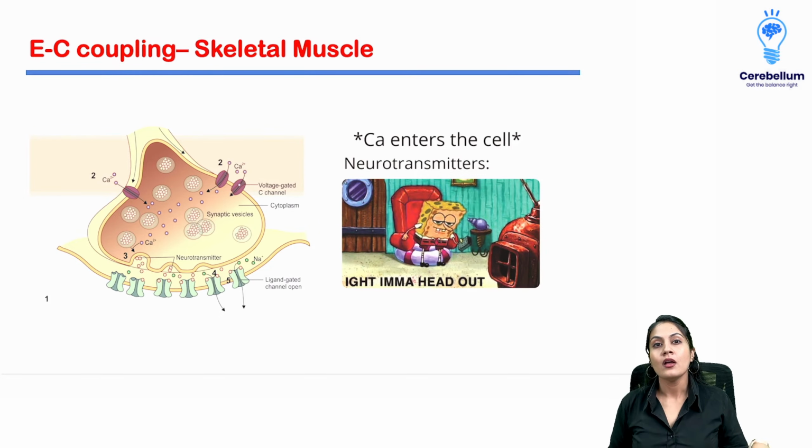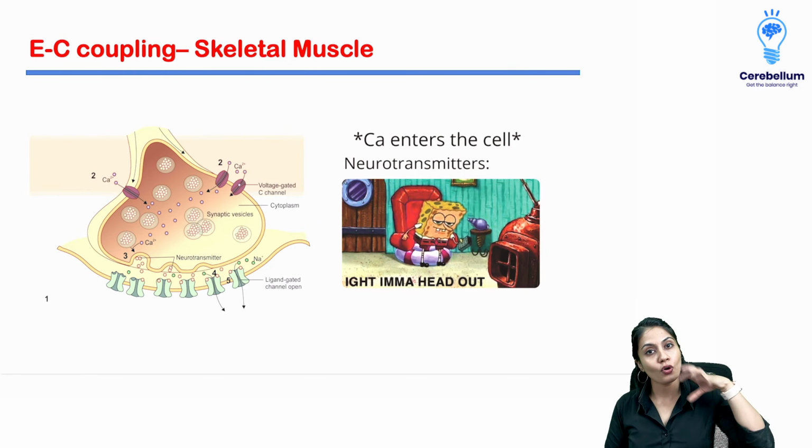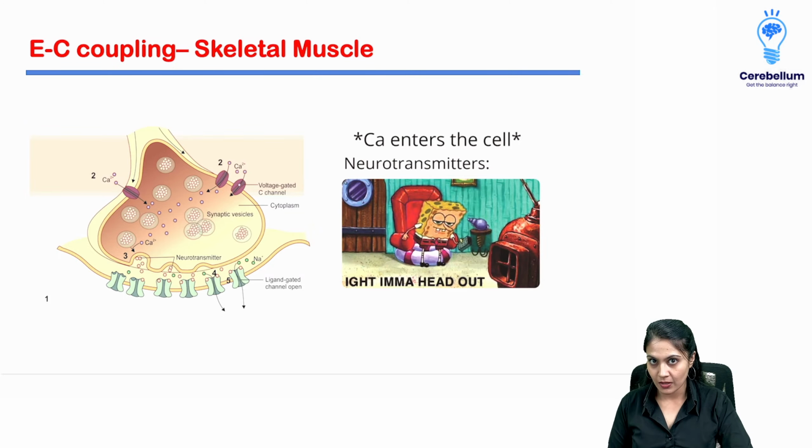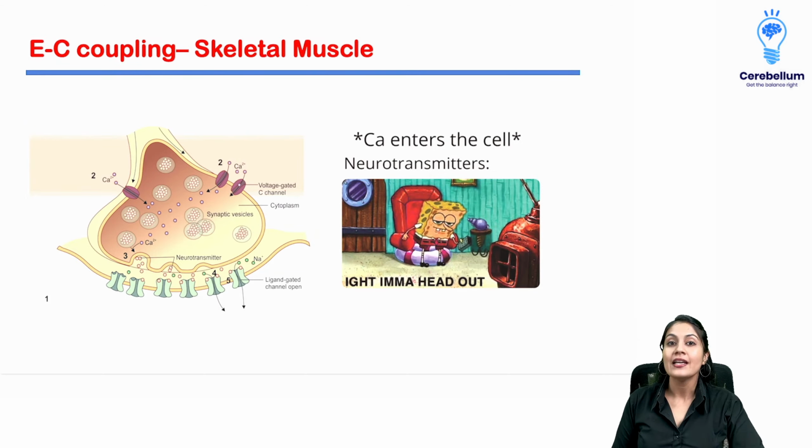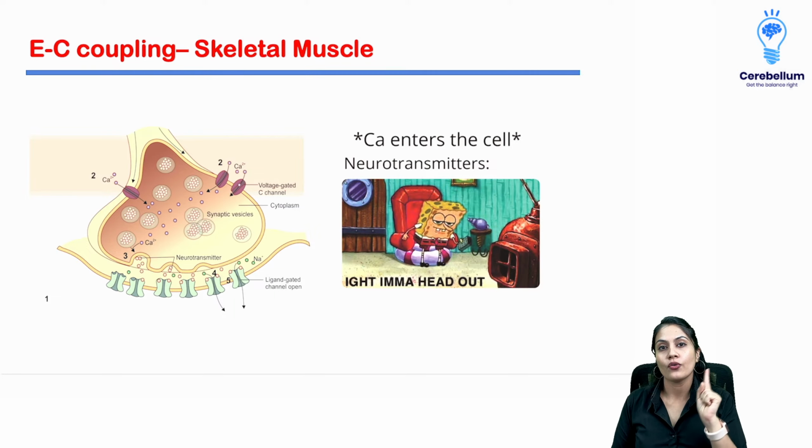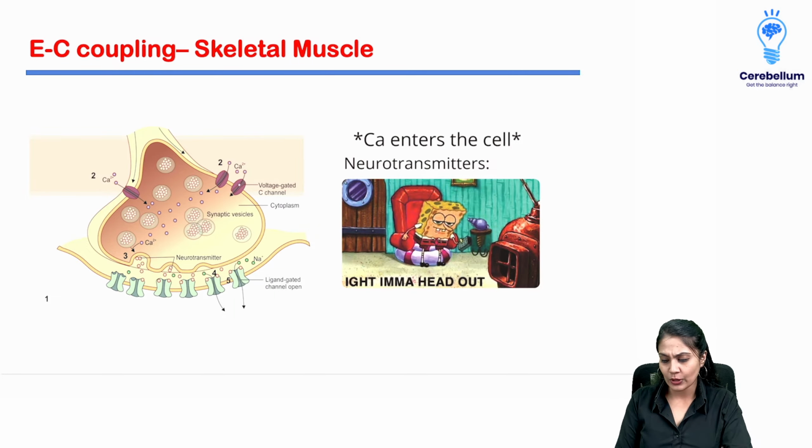Electrical phenomena, we have to transfer first of all from the nerve into the muscle, and as soon as you transfer the electrical phenomena in the muscle, now you have to convert that electrical phenomena into the contraction, which is the mechanical phenomena. This whole thing is known as excitation contraction coupling. Excitation of the muscle will lead to contraction of the muscle. Let's see how that is going to occur.